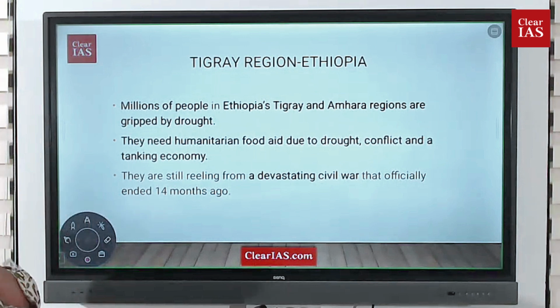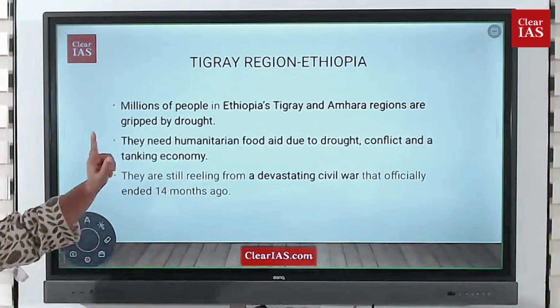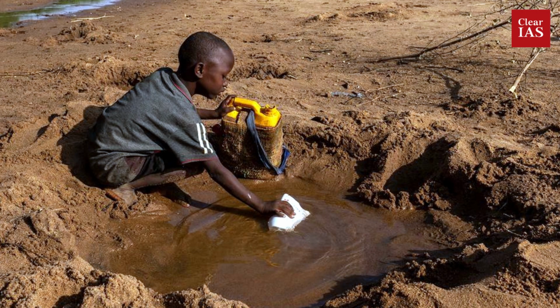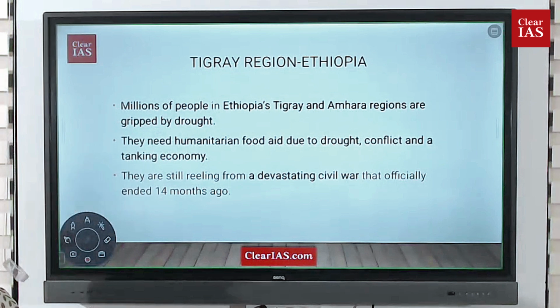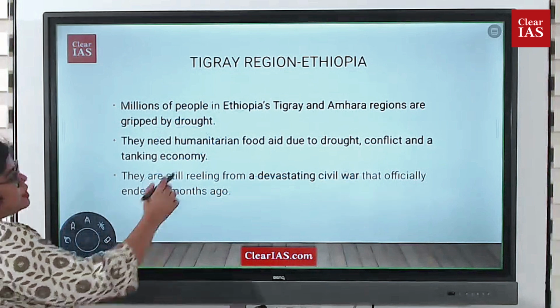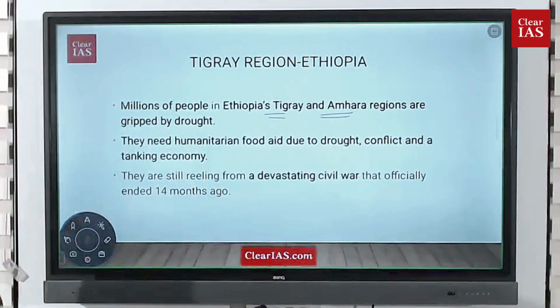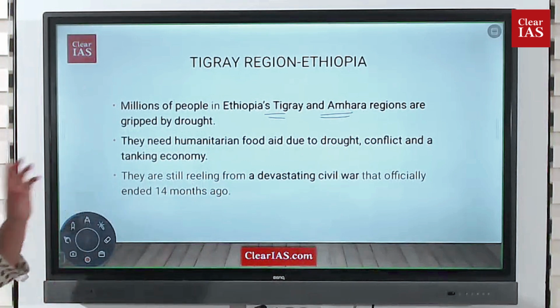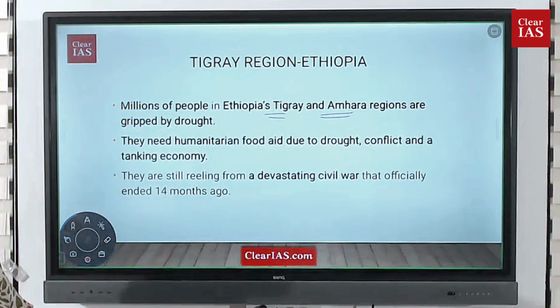What is the problem here? Millions of people in Ethiopia's Tigray and Amhara regions are gripped by drought. I have already told you in the last slide that Ethiopia is hit by drought, right? So which regions are hit by drought? Two regions: the Tigray region and the Amhara region. Both are regions of Ethiopia. These regions are hit by drought, which means it is a very severe drought there. So we need to provide them humanitarian assistance.